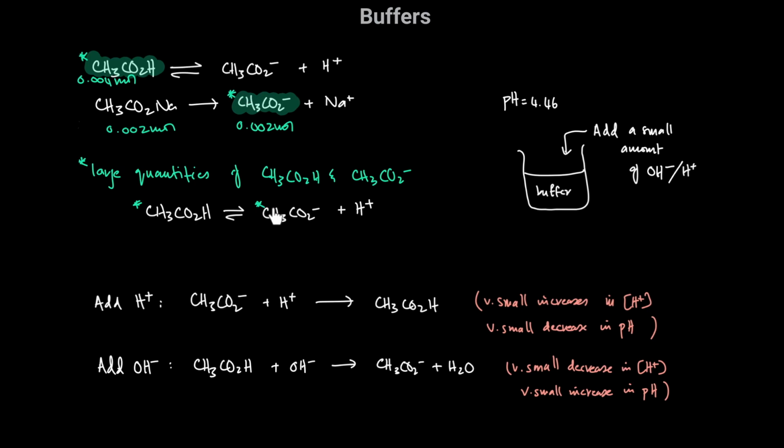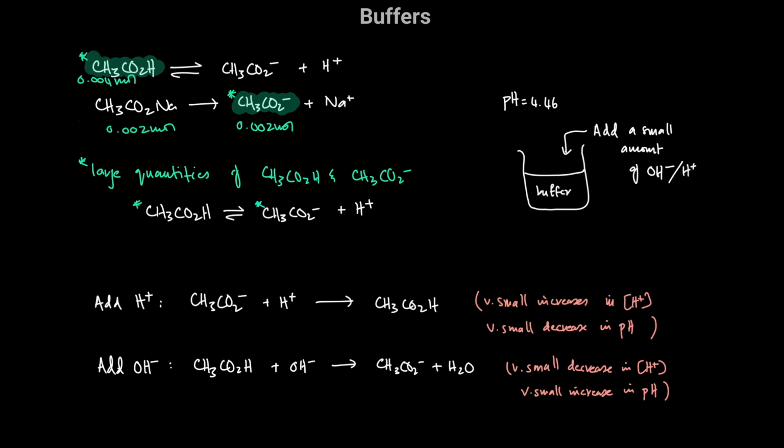So we can assume that for buffer solutions, if we use a salt, all the conjugate base comes from the salt. And because you have large quantities of both of these species present, small amounts of acid or alkali will only very slightly affect the pH of the buffer solution.